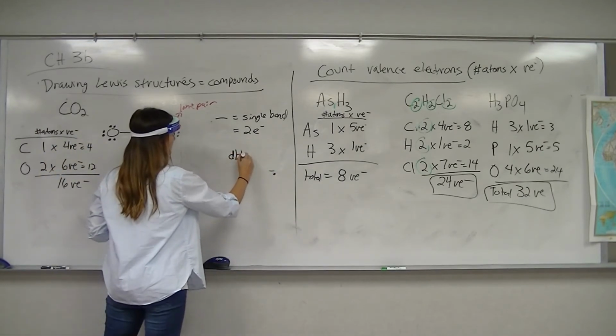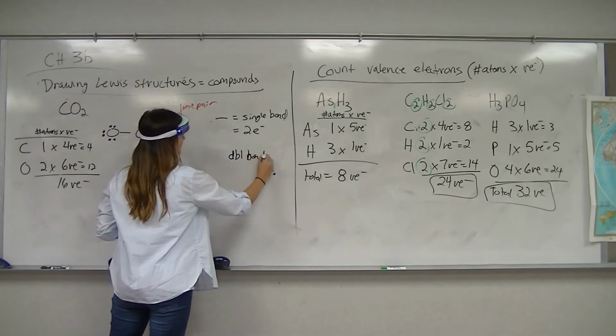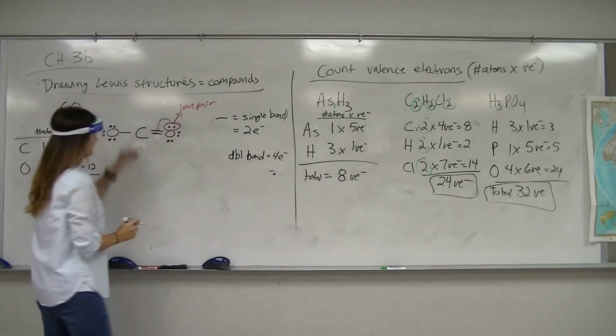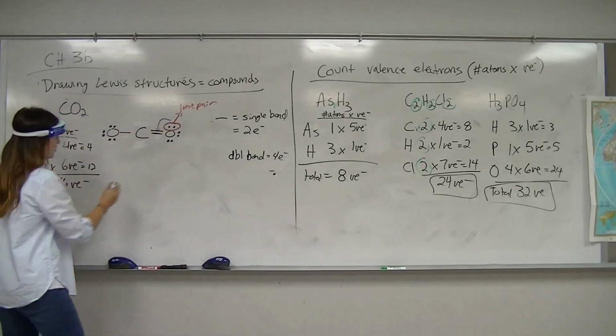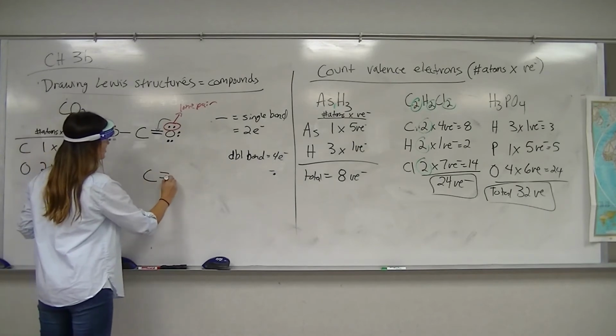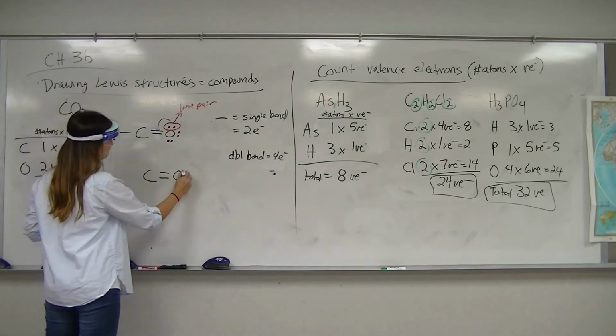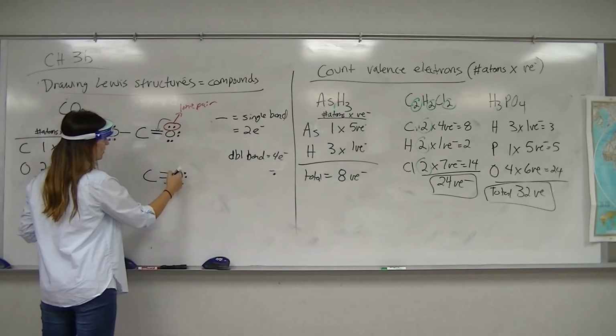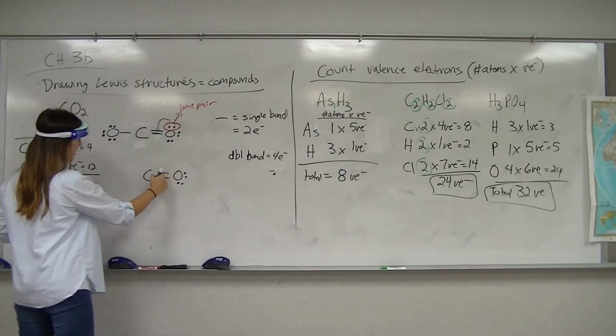And a double bond is 4 electrons, 2 and 2. So this is going to look like a double here, and then this oxygen no longer has a pair up here because it's sharing that pair.